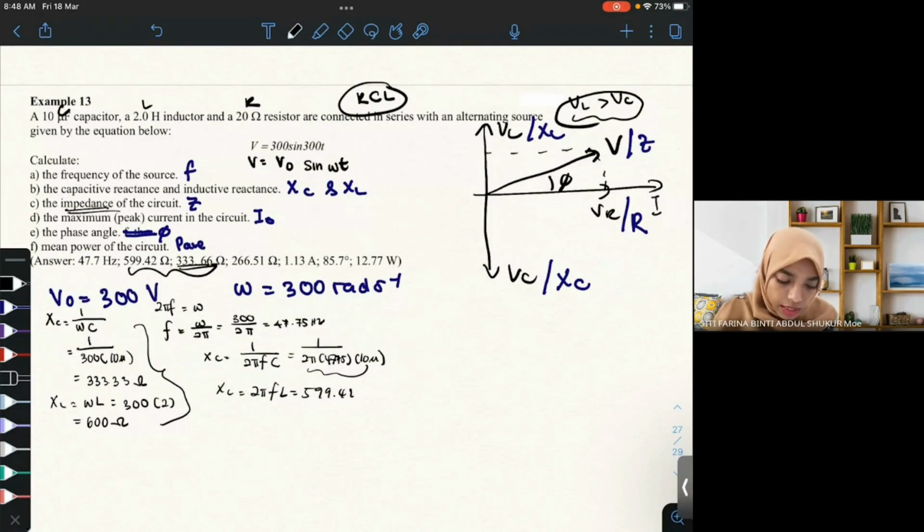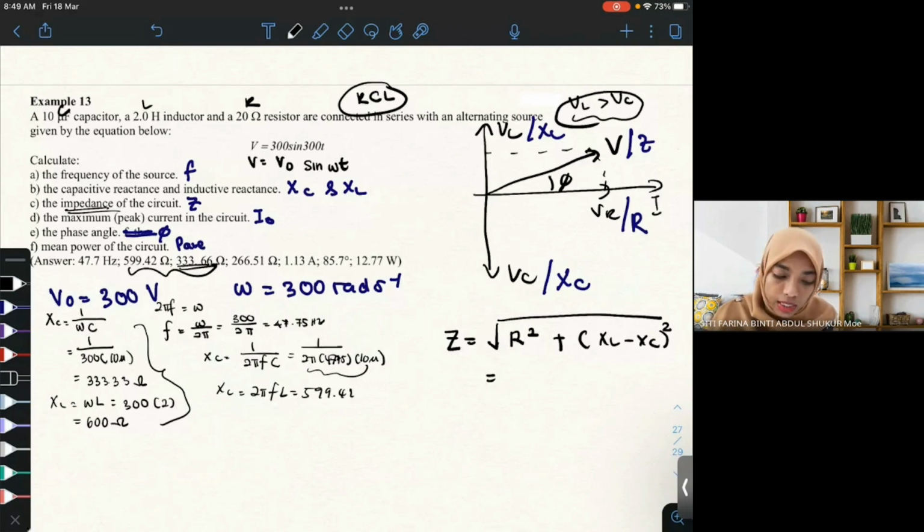Next dia minta impedance. Okay, impedance dekat sini. Impedance adalah Z kamu ni. Okay, Z is the resultant between your X component and Y component. So dia akan jadi Z equals to summation X. Summation X kamu adalah ada resistance sahaja, square. Campur dengan summation Y. Okay, sebab kita buat assumption ini lagi besar. So dia punya summation ni akan jadi XL minus XC square and then square root.